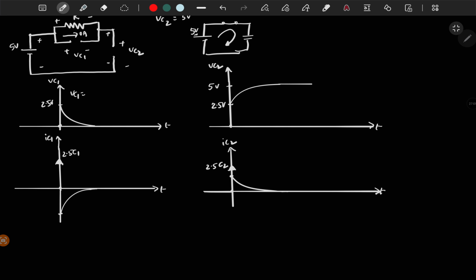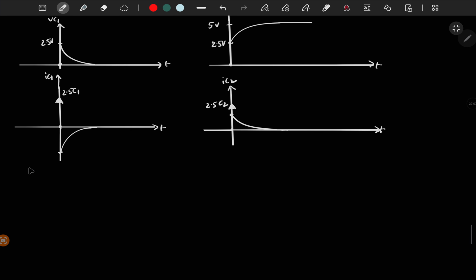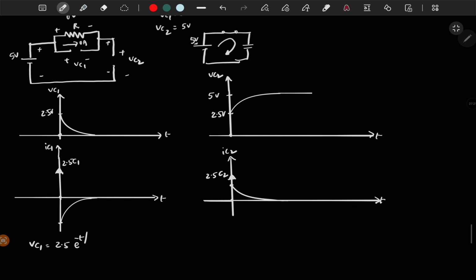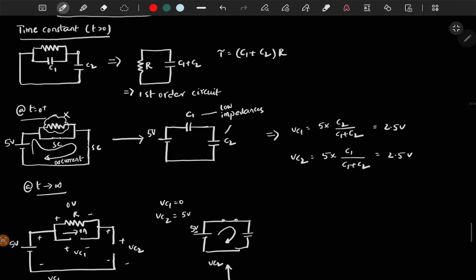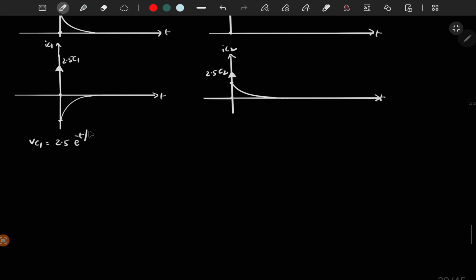So Vc1 initial voltage is 2.5 and finally it is going to 0. So it should be 2.5 times e power minus t by tau. What is the time constant we have found, right? The time constant is (C1 plus C2) times R. So times u of t, since it is only for t greater than 0. So this is Vc1. And what is Vc2?